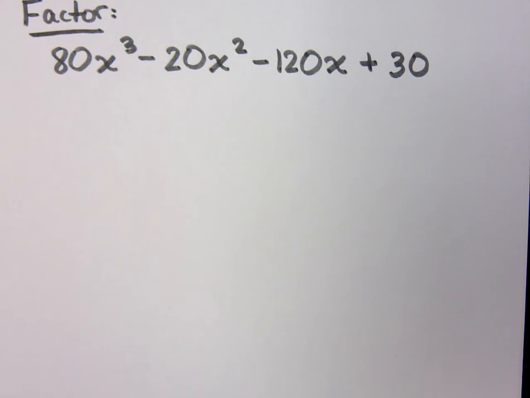Let's look at 80x to the third minus 20x squared minus 120x plus 30. Now, you need to remember that the first thing you do when you factor, you've got to factor out what? The greatest common factor.